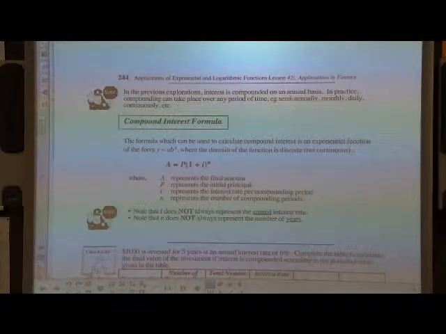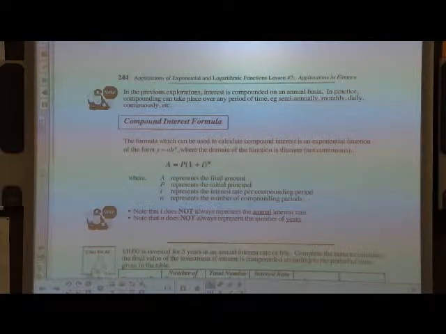When I start compounding, I can compound things yearly, semi-annually, which would be twice a year, quarterly, monthly, or I can even have a daily interest fund. If I'm compounding something daily, the annual interest rate is being divided by 365. Then n becomes the number of compounding periods. So if I'm compounding something daily, in a single year I have 365 compounding periods.